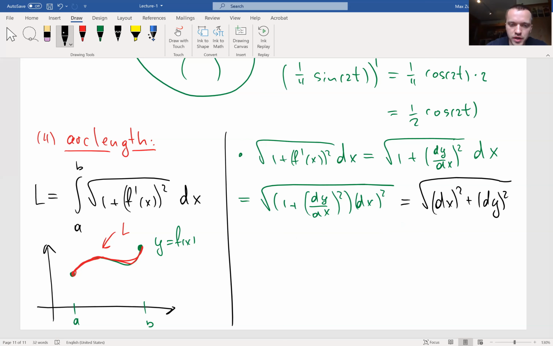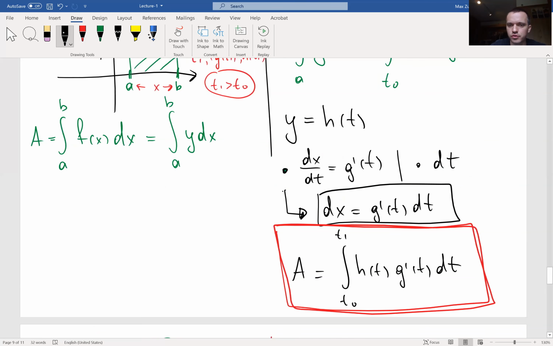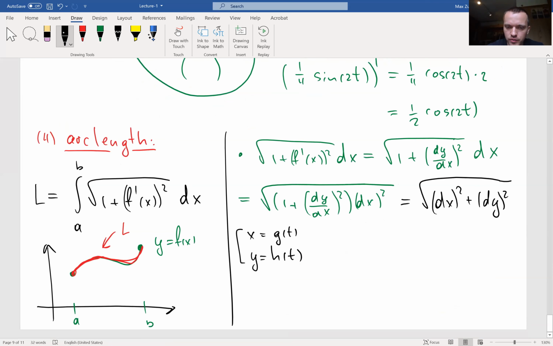Then remember that we have x is equal to g of t and y is equal to h of t. And then we did a computation over here that if x is equal to g of t, then dx is going to be equal to g prime of t dt. So that's why I will have that dx is equal to g prime of t dt, and dy is equal to h prime of t dt.